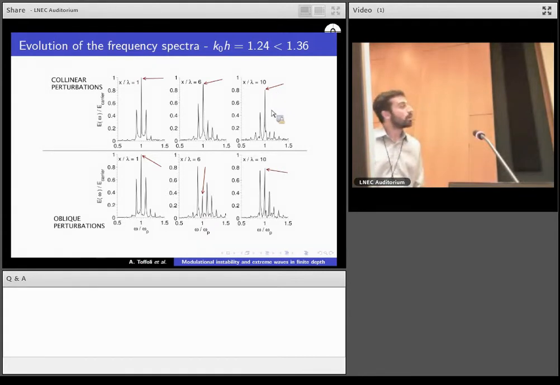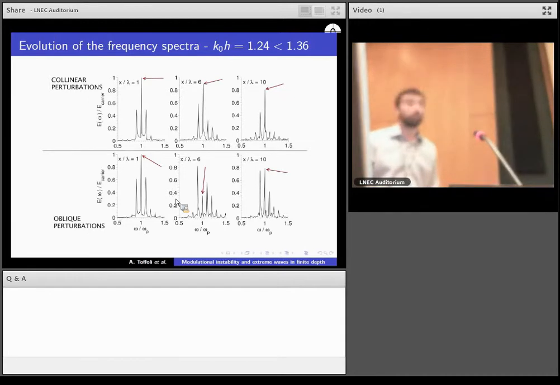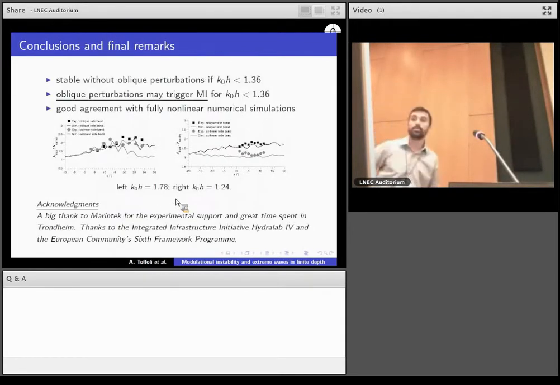So I don't have time to skip that, so we'll go directly to my conclusions. We proved for the first time using experimental facilities that the wave train is stable without oblique perturbation, as we expect in the theory for shallow water waves. But as soon as we consider also oblique perturbation, then in shallow water rogue waves may happen.